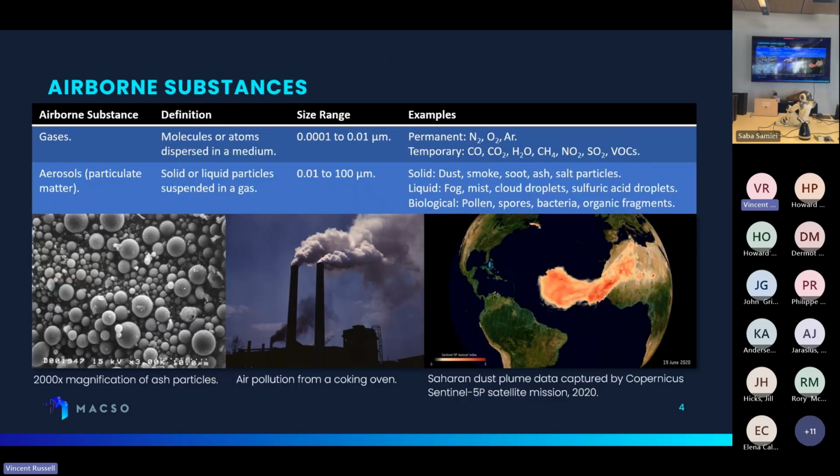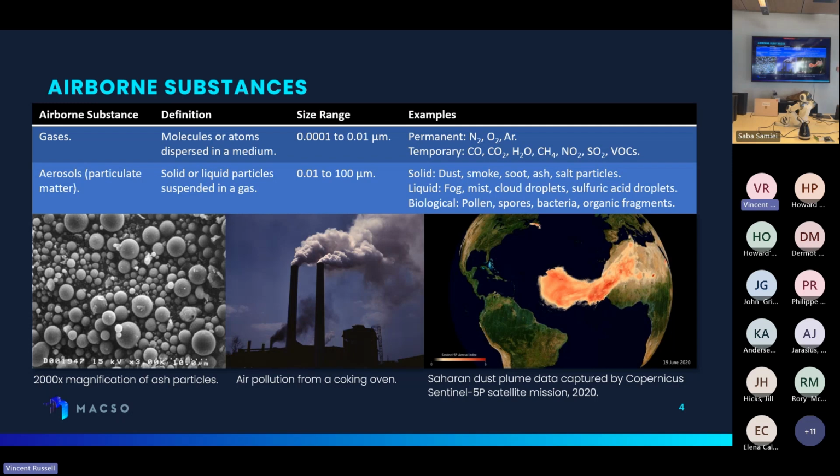There are two main groups of airborne substances, generally speaking. There are gases. These are defined as any individual molecules or atoms dispersed in a medium, for example, nitrogen, oxygen molecules, methane, or volatile organic compounds. And then there are aerosols, also known as particulate matter. These are defined as any tiny solid or liquid particles suspended in a gas, for example, smoke or ash particles, cloud droplets, or mold spores.